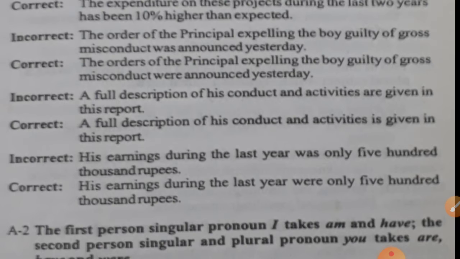His earnings during the last year was only 500,000 rupees. Again we see earnings has an additional s, so it will also take a plural helping verb as well. His earnings during the last year were only 500,000 rupees.